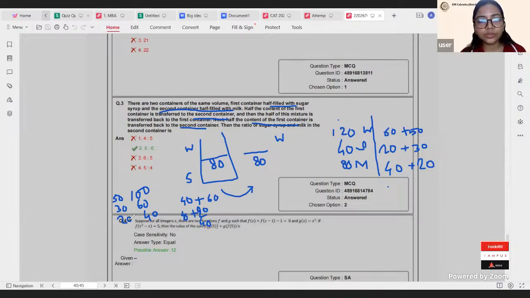Now finally we want the ratio of sugar to milk. As I mentioned, this is water, sugar syrup, milk in this order. So it will be 50 by 60, which is 5:6. That is the answer.